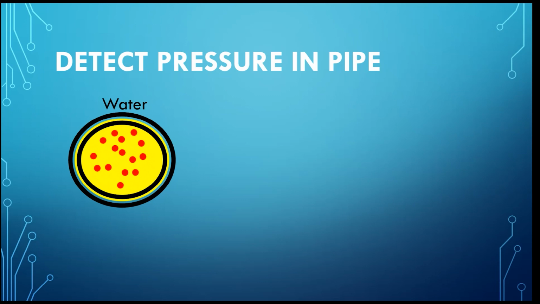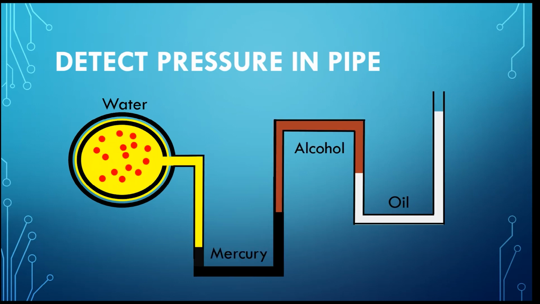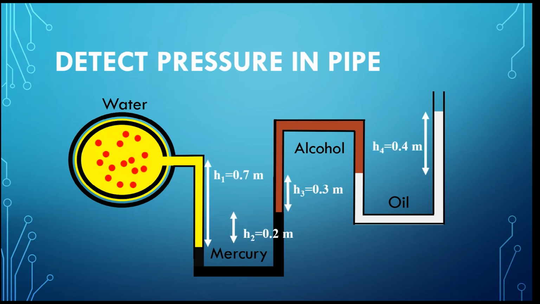Now we want to detect the pressure inside a water pipeline marked by the yellow color. One method of this detection is connecting the pipeline fluid to a manometer of multiple different columns of fluids. In this case, there are mercury, alcohol, and oil filled in the manometer. The geometry of each section of different fluids is given by the values of H1, H2, H3, and H4.